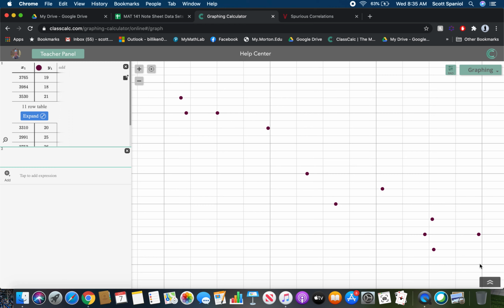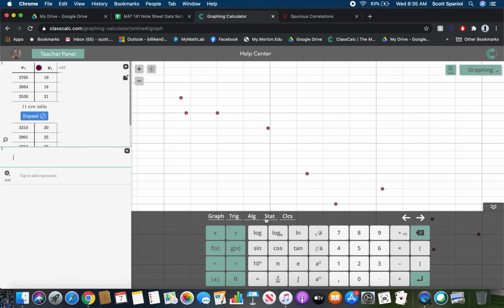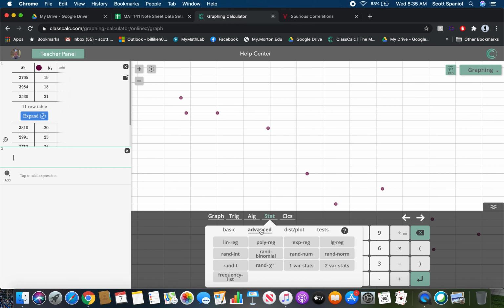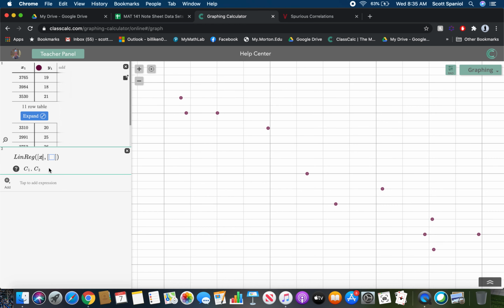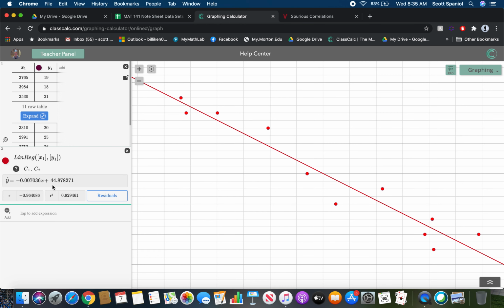Okay. Now we can compute the correlation coefficient to get a better idea about this. If you go into stat, advanced, linreg is what we're looking for. That stands for linear regression. And if we tell it where our variables are, so x sub 1 and y sub 1, it'll give us three things here.